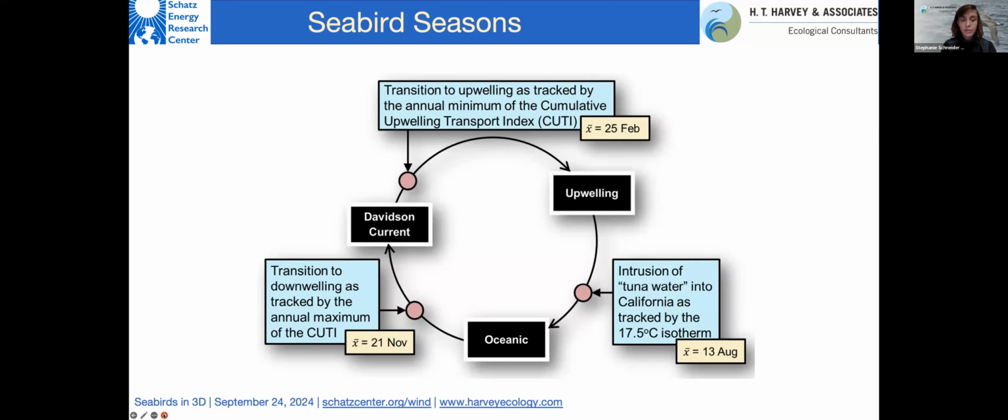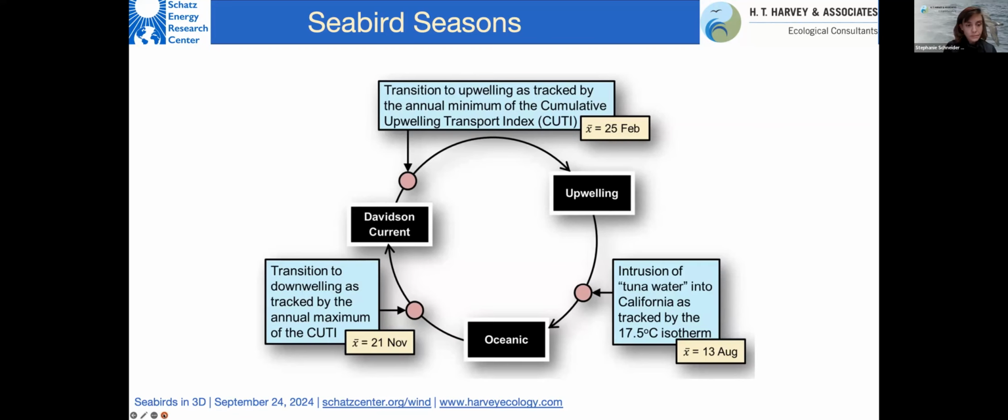Another thing that happens during the oceanic period that's important, and during upwelling, is that birds that are breeding in the southern hemisphere are beginning to finish, and it's becoming winter down there. So they come up to where we're at, into the California current. So we get a lot of new birds in the upwelling and oceanic period that go away for part of the year.